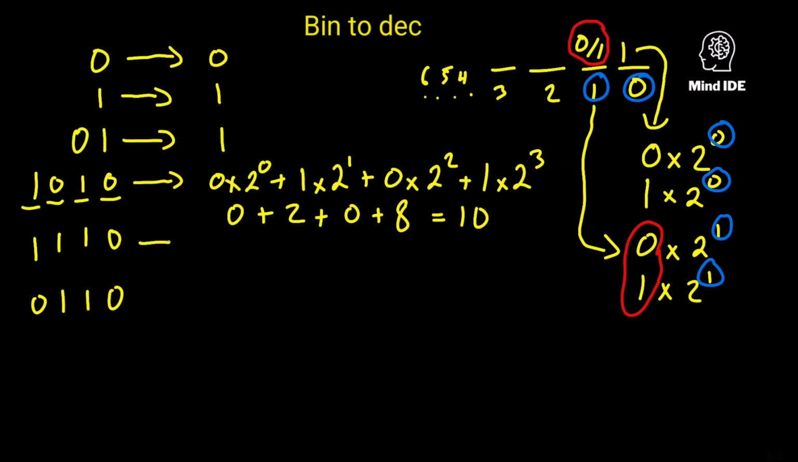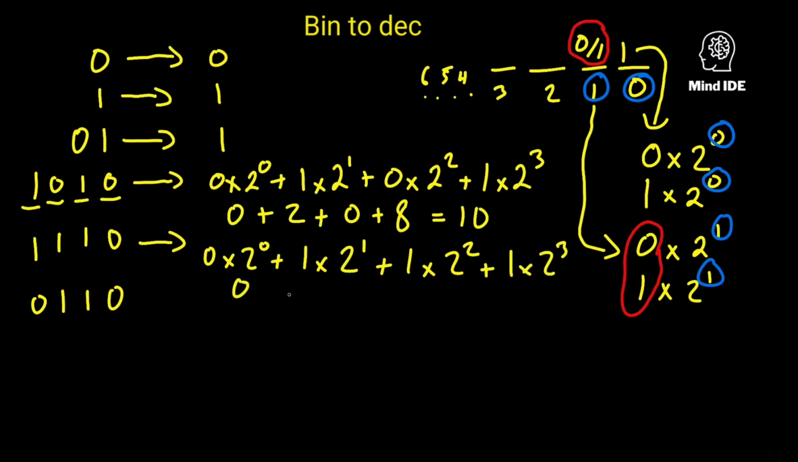So we can do the same thing here, which is 0 times 2 to the 0 plus 1 times 2 to the 1 plus 1 times 2 to the 2 plus 1 times 2 to the 3. So 0 plus 2 plus 4 plus 8, which is 14. And so on and so forth. So then this one, we'll just move this a little bit.